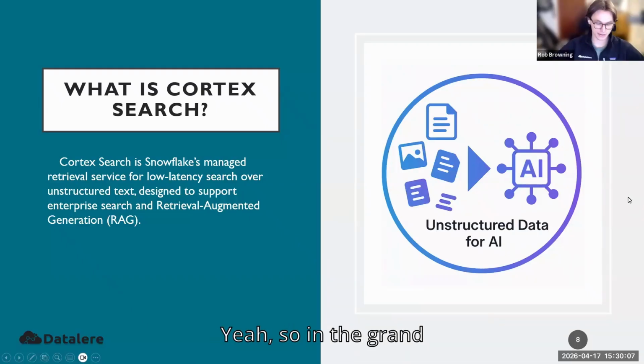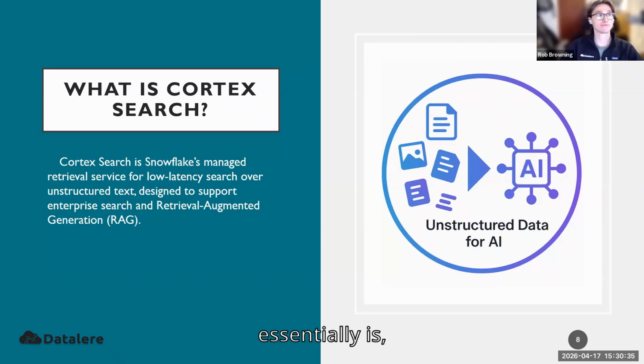Thanks, Michael. Yeah, so in the grand architecture of Cortex that Michael was just talking about, one of the pillars is Cortex Search Services, which is the section that deals with the unstructured data being pulled into and being used by your LLM calls in the rest of the Cortex environment.